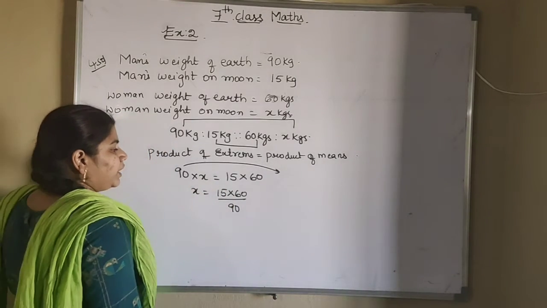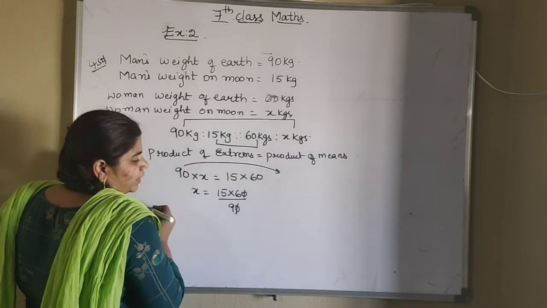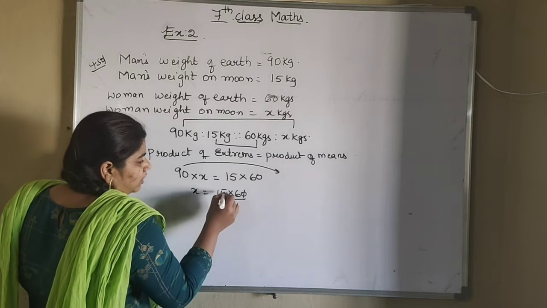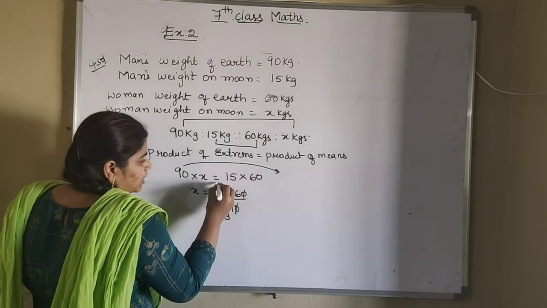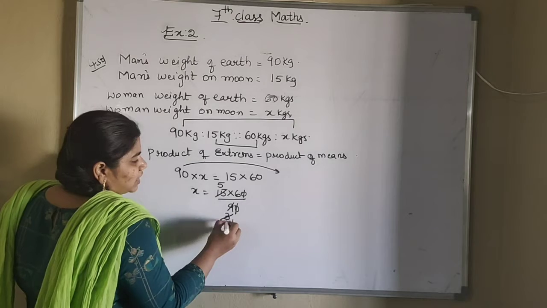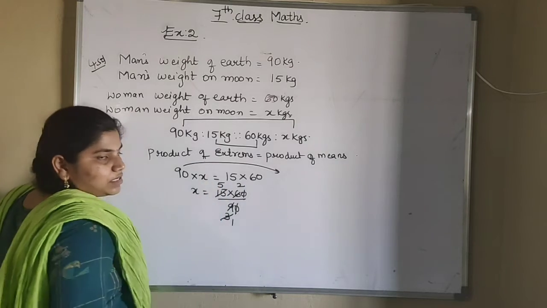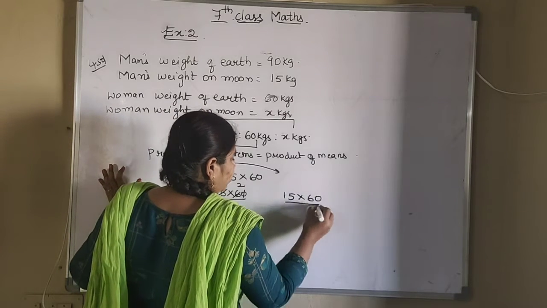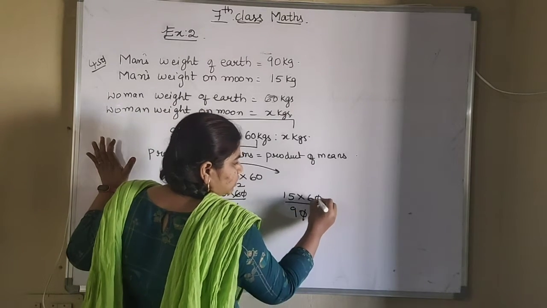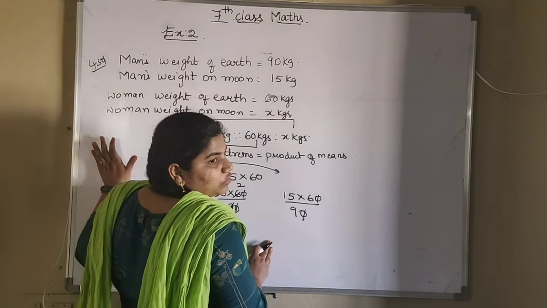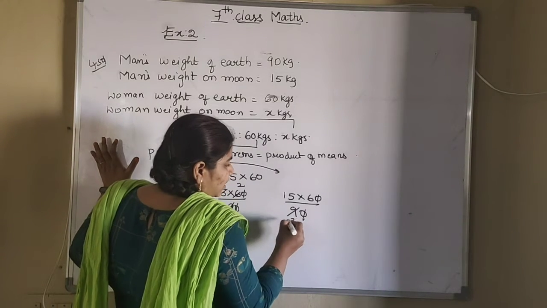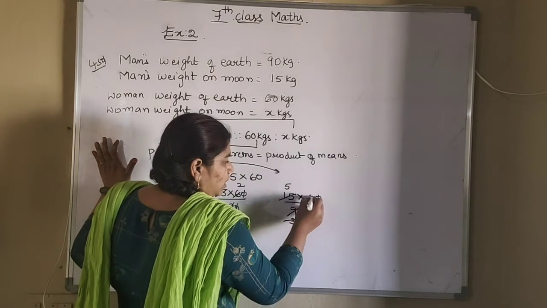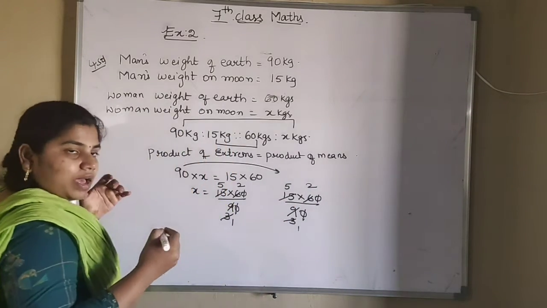Now in which table can you cancel this? 0, 0 will get cancelled. Now in the 3 table I am cancelling. 3 3s are 9, 3 5s are 15. 3 1s are 3, 3 2s are 6. Once again I am doing the cancellation. See here, 15 into 60 by 90. 0 0 is cancelled. Cancelling in the 3 table first: 3 3s are 9, 3 5s are 15, again 3 1s are 3, 3 2s are 6. This is how I have cancelled.